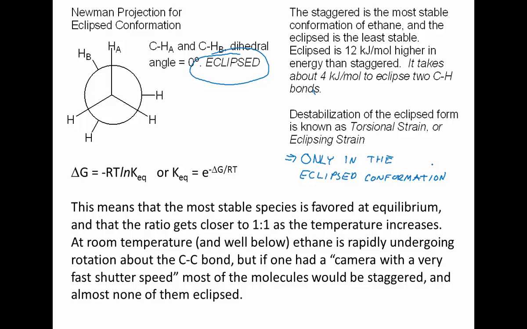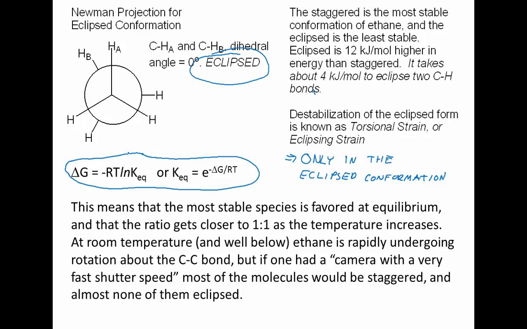Okay. All right, let's look at what this means as far as what is the distribution between staggered and eclipsed and all the other intermediate conformations. This is a very important equation here. I say that this is the most important thermodynamic equation in organic chemistry, that delta G equals minus RT ln of the equilibrium constant, or if you want to algebraically turn that around to solve for equilibrium constant, it's K_eq equals e to the minus delta G over RT.